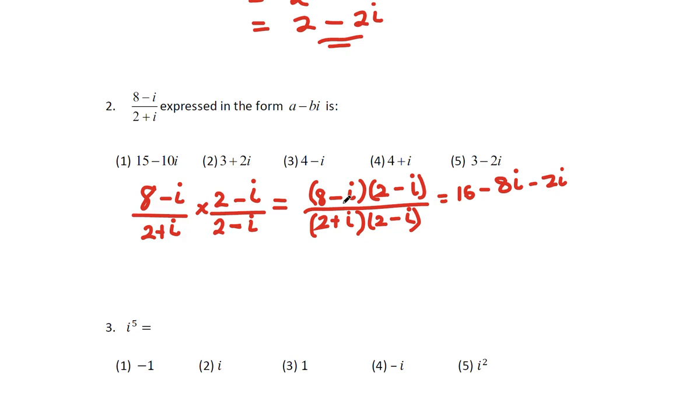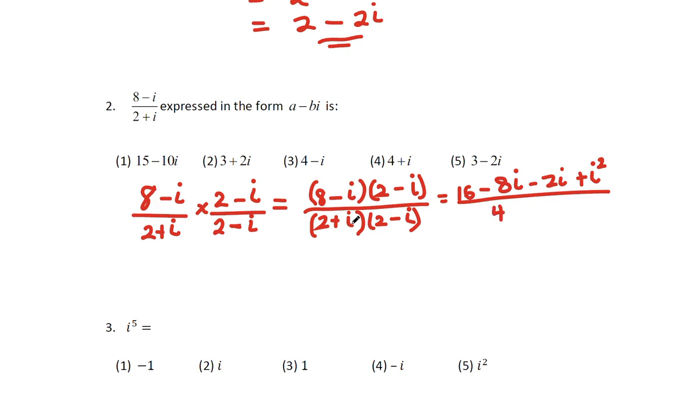Then negative i multiplied by negative i will give us positive i squared. And we're going to divide all of that by this here: we have 2 plus i multiplied by 2 minus i, which is a difference of squares. When you're evaluating a difference of squares involving complex numbers, we can just square the constant. We're going to square the constant, which is 2, and that is 4.